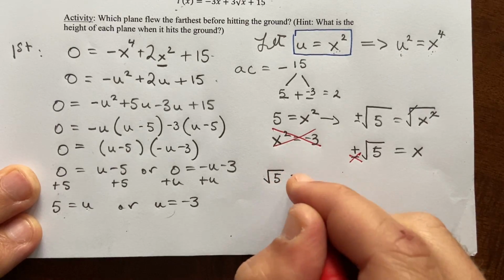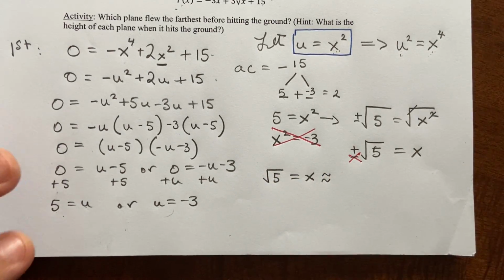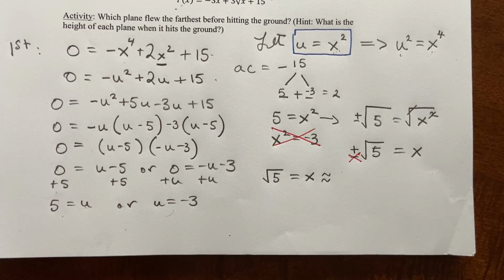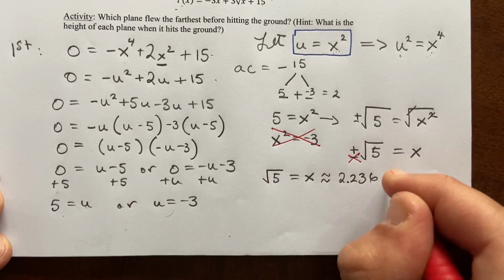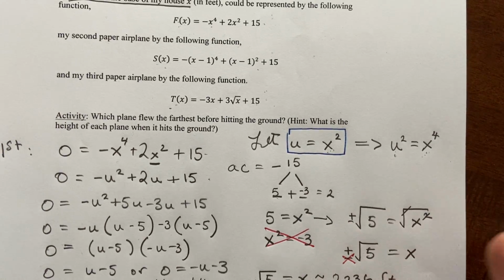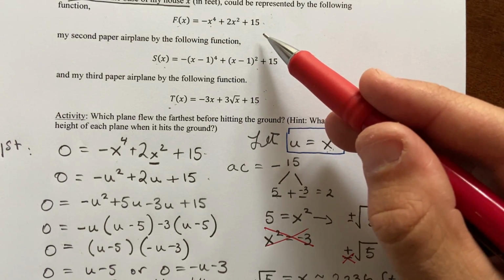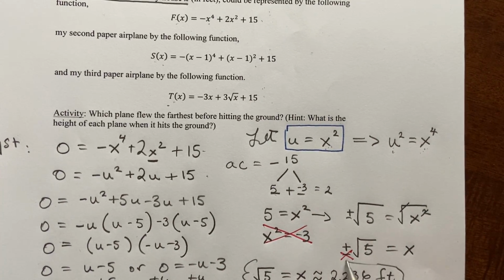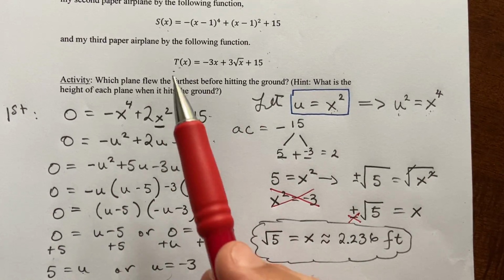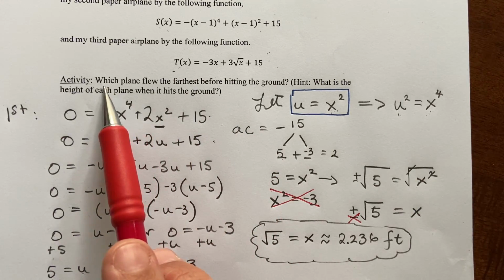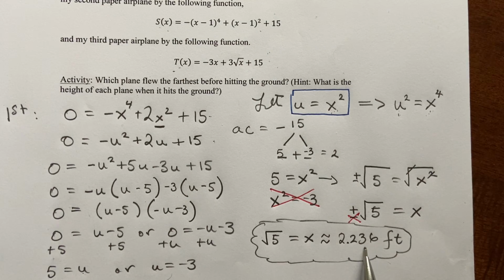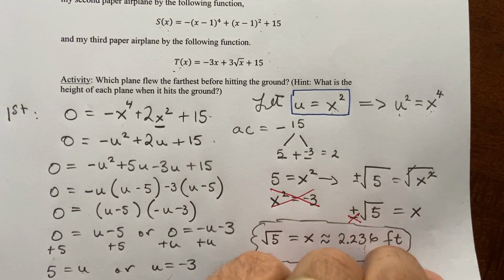So this would be root 5 equals x, which is about equal to, just for our information, 2.236. And that would be a number of feet that this first plane went from the house before hitting the ground. So this is the first one. Keep in mind what the question is. It's which plane flew the farthest. I guess I should have read that, right? We're looking for which plane flew the farthest before hitting the ground. We just figured out that this first plane went about 2.236 feet before hitting the ground, so not very far. So I'm going to turn the page and work on this one.